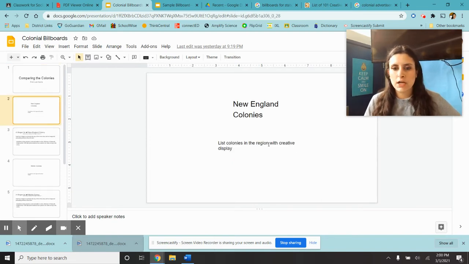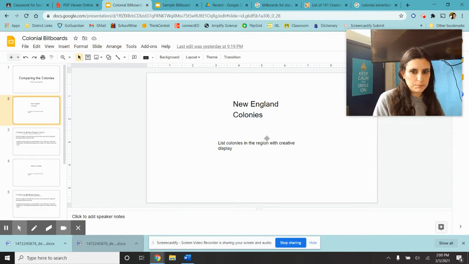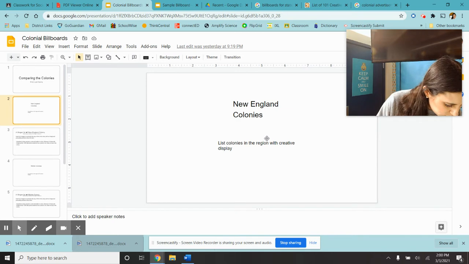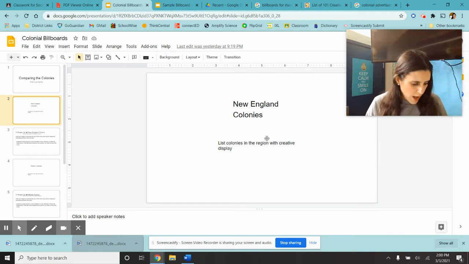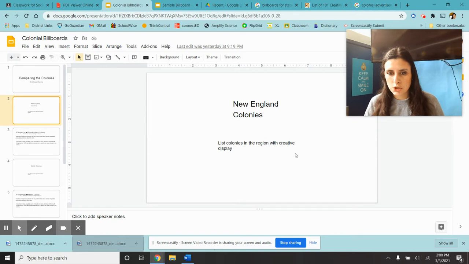So the New England colonies. What were the New England colonies? Look at your map. Find a picture of the New England colonies, and then name the colonies, right? So the New England colonies were Massachusetts, New Hampshire, Rhode Island, Connecticut, little part. Yeah. So those were your New England colonies. So you put an image, list the colonies.